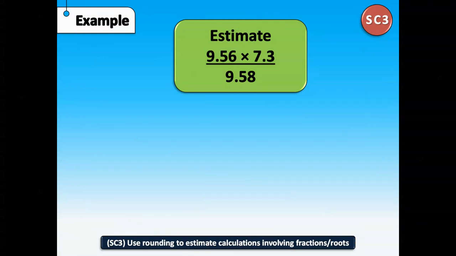For this question, we want to estimate 9.56 times 7.3 over 9.58. So again, we round each number to one significant figure. So 9.56 rounds up to 10. 7.3 rounds down to 7. And 9.58 rounds up to 10. Remember to round each number to just one significant figure.